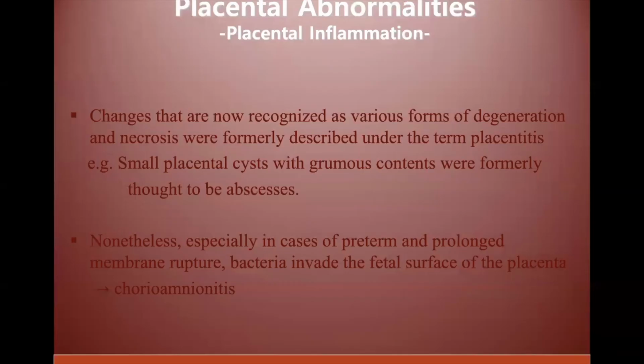Another placental abnormality is placental inflammation. Changes that are now recognized as various forms of degeneration and necrosis were formerly described under the term placentitis. Small placental cysts with granulomatous contents were formerly thought to be abscesses. Nonetheless, especially in cases of preterm and prolonged membrane rupture, bacteria invade the fetal surface of the placenta, and this can cause amnionitis and spread to placental inflammation.